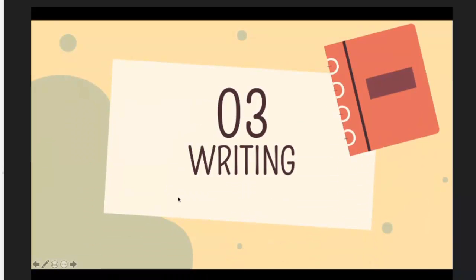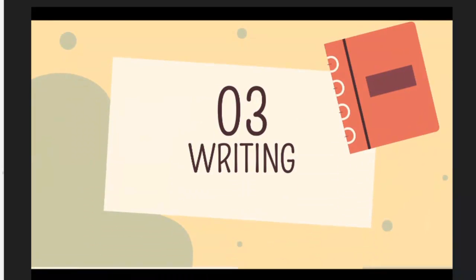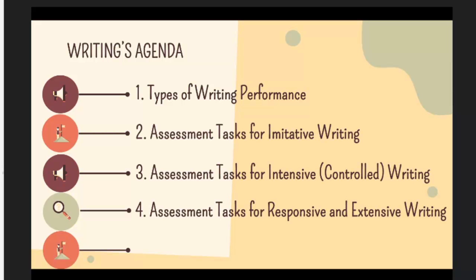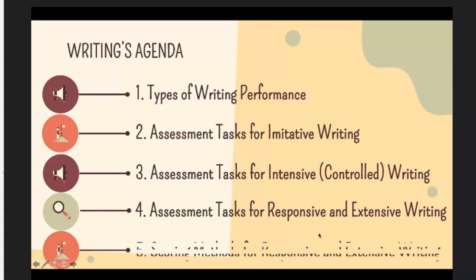So this is about writing. So I will cover 5 main points here. Number 1, 4 main types of writing performance, and then I will talk about different techniques to assess different types of writing performance, like imitative, intensive, responsive, and extensive. And the last part, which is also the most important thing, analytical and holistic. Yeah.